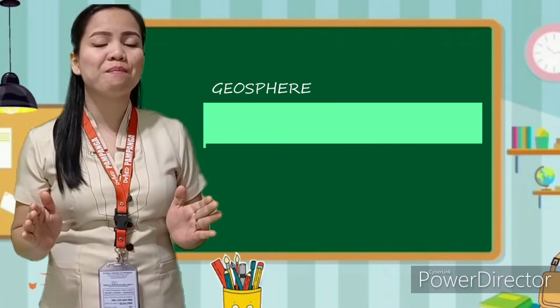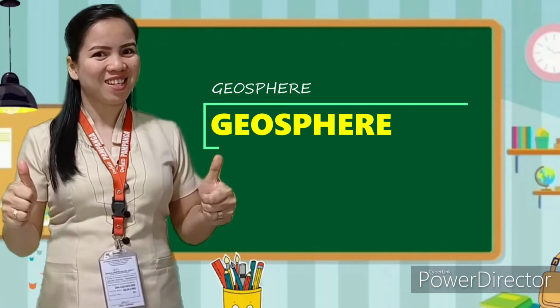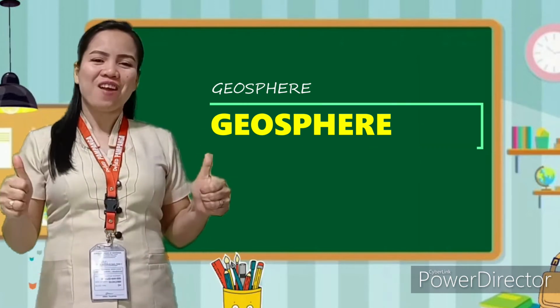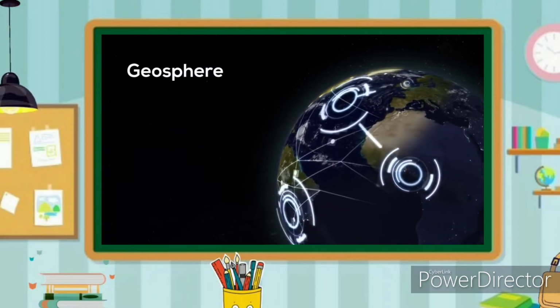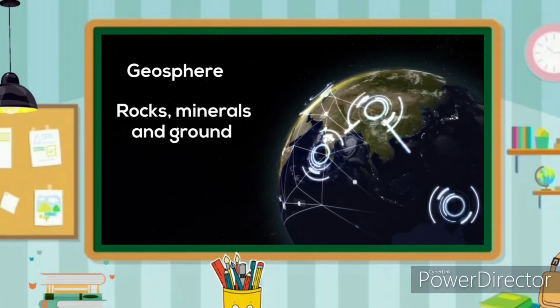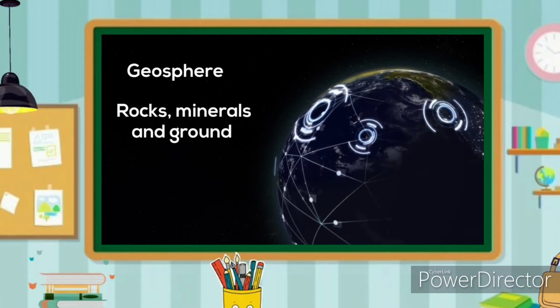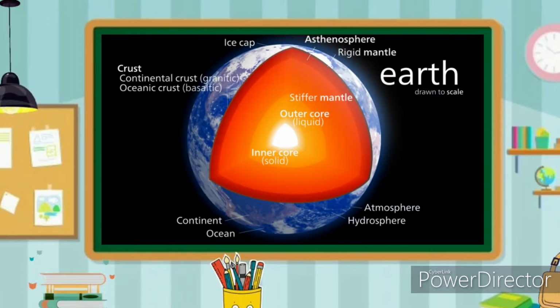What do you know about this subsystem? Yes. What about the other? Very good. You got it right. One of the 4 spheres of the Earth is the geosphere. Geosphere is also known as lithosphere. It is the solid portion of the Earth. It covers Earth's interiors composed of rocks, minerals, and landforms.